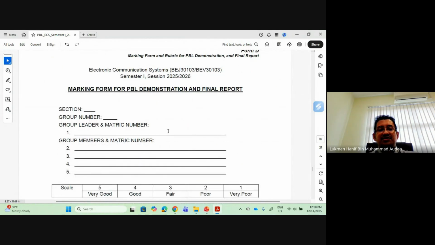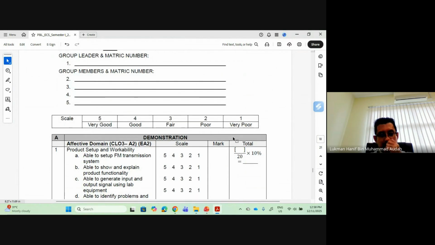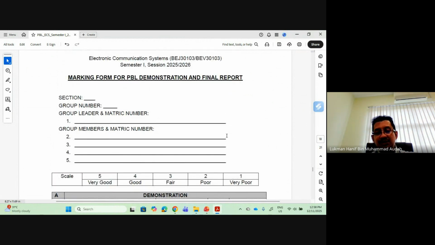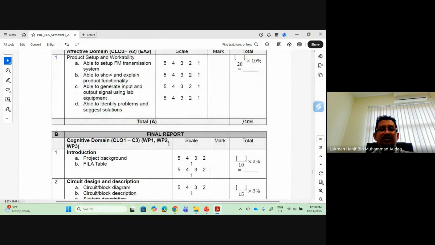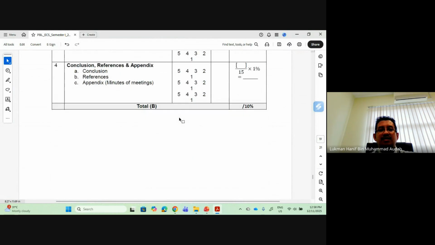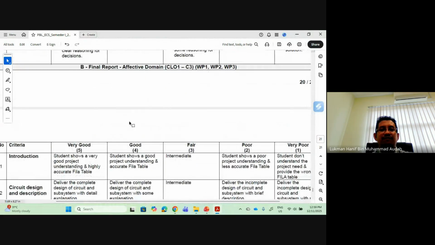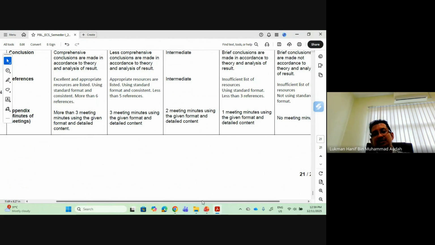And then this is the marking form for the project demonstration at the end of the semester. You will do the demonstration in the laboratory, and I will assess you using this marking form. And this is the marking form for the final report. It is combined here, marking final report. And this is the rubric for the project demo, and this is the rubric for the final report. Finish.